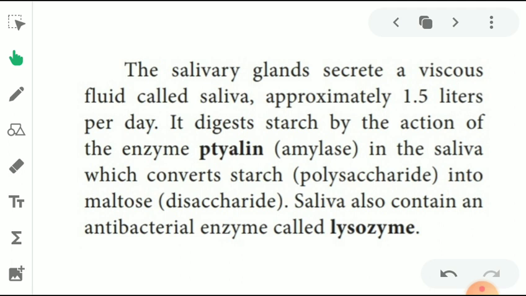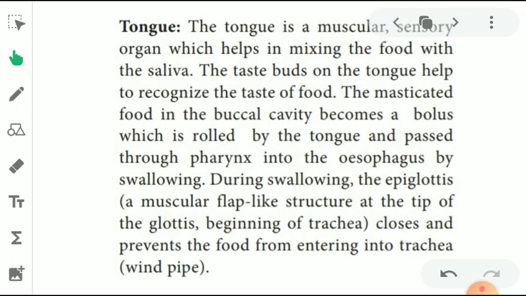Here the food is digested. Starch is acted on by the enzyme ptyalin, salivary amylase, which converts the starch, a polysaccharide, into disaccharide. Poly means many; disaccharide is a simpler form. Saliva also contains an antibacterial enzyme called lysozyme, which helps destroy bacteria taken in along with the food.